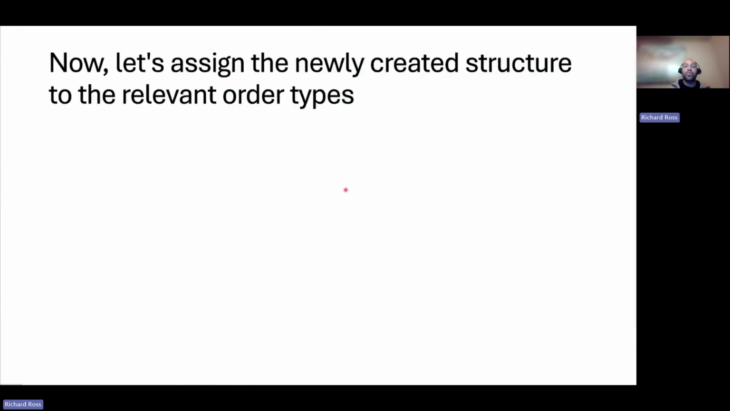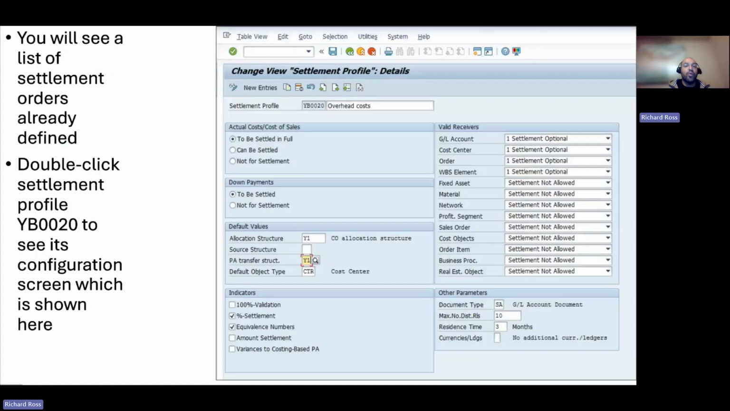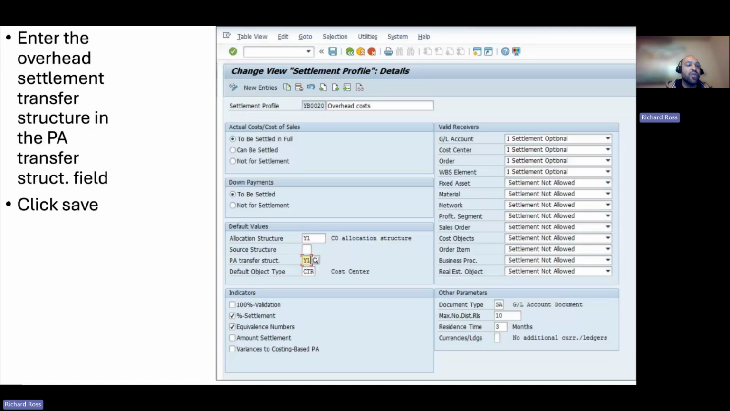Now, let's assign the newly created structure to the relevant order types. Menu path to assign transfer structure to order types: Controlling, profitability analysis, flows of actual values, order and project settlement, assign PA transfer structure to settlement profile. You will see a list of settlement profiles already defined. Double-click settlement profile YB0020 to see its configuration screen, which is shown here. Enter the overhead settlement transfer structure in the PA transfer structure field. Click Save.